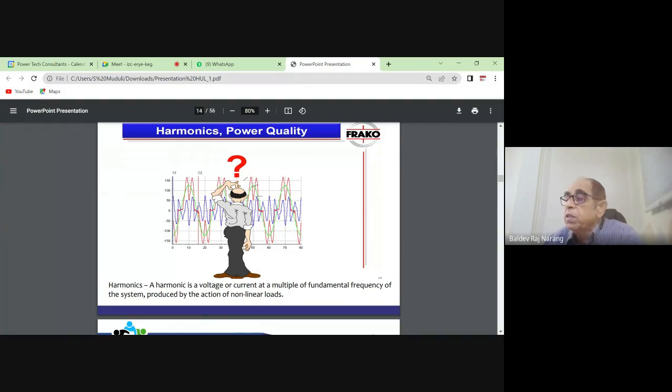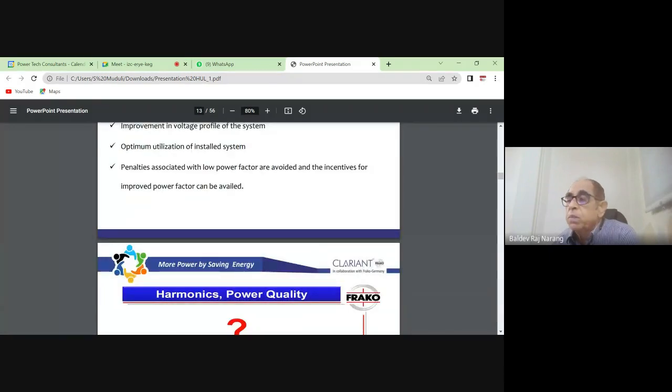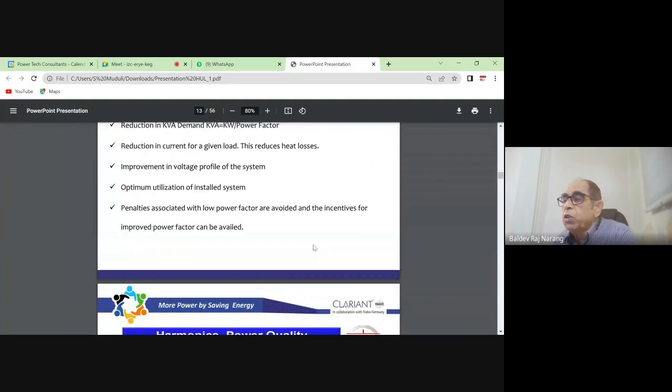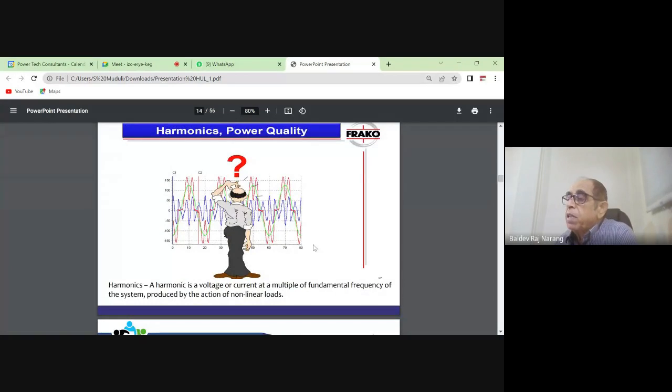So this is how the kVA demand reduces, the current reduces, the losses reduce, and the life of the system increases. Then the voltage profile will improve with the power factor improvement. And then the installed system, because your transformers and other installations have a limitation of current, when you are reducing the current, your utilization is maximum. You can put more load on the system. Then whatever penalties are associated, they go away. And whatever power factor, that's the last one, right?